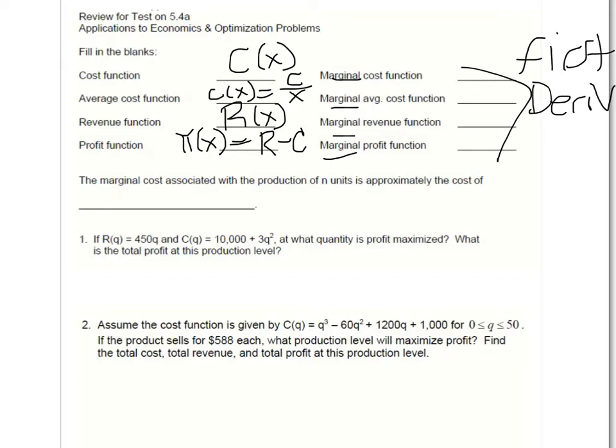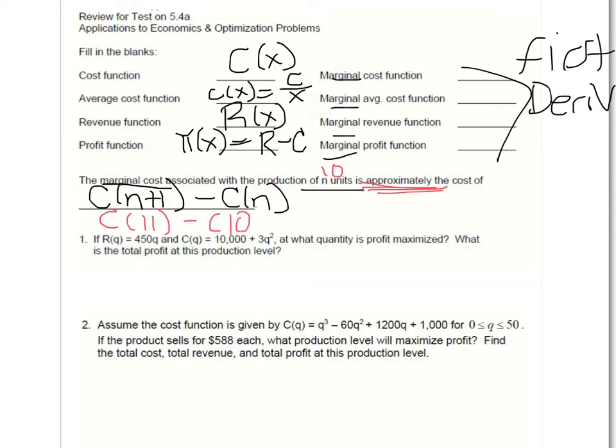A shortcut for finding the marginal cost for n units: find the next unit cost minus the cost of that unit. So, for example, if it said find the 10th unit approximately, that would be C of 11 minus C of 10.